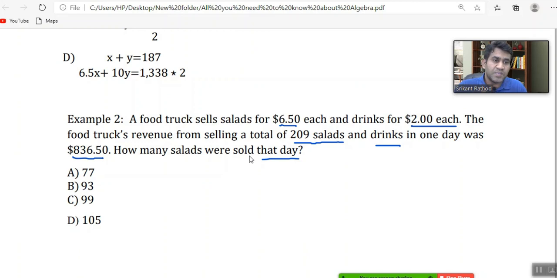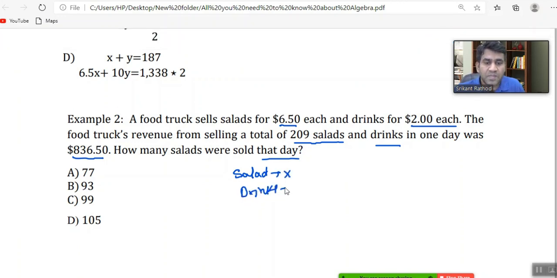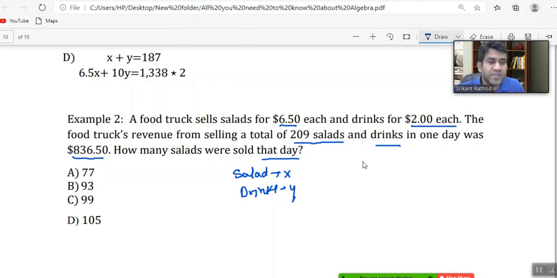So here, similar to the previous one, but they are asking for a particular value, right? Let's first create an equation. A food truck sells a salad for this much and a drink for this much, and in total they sold 209 salads and drinks. So if I consider the salad as x and the drinks as y, let me create an equation.